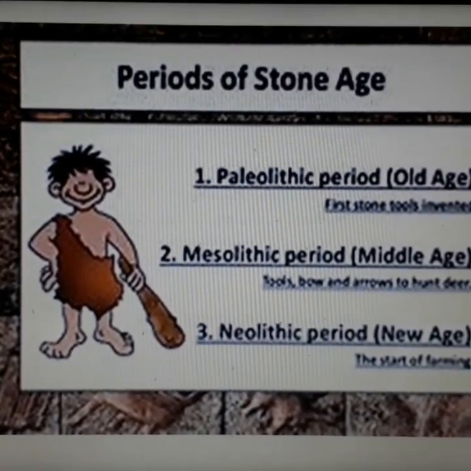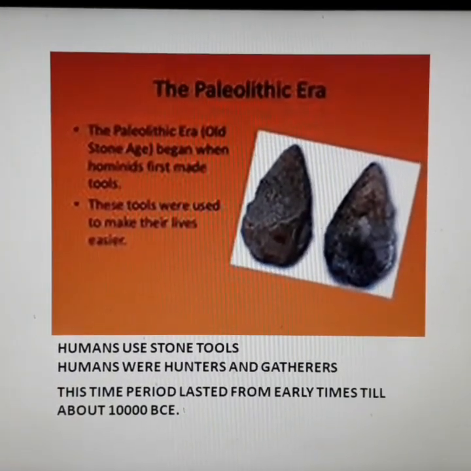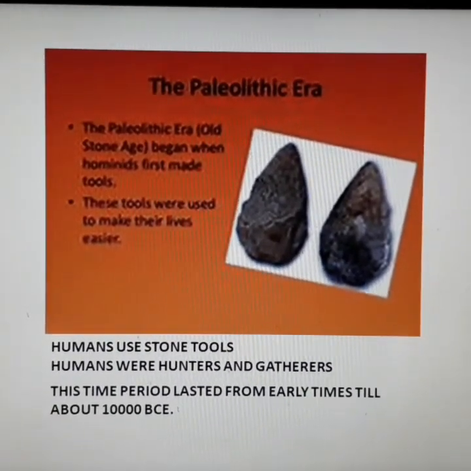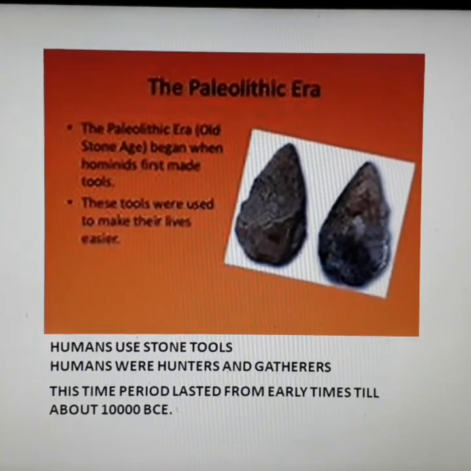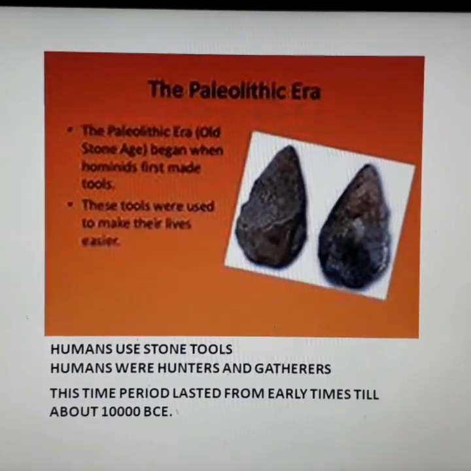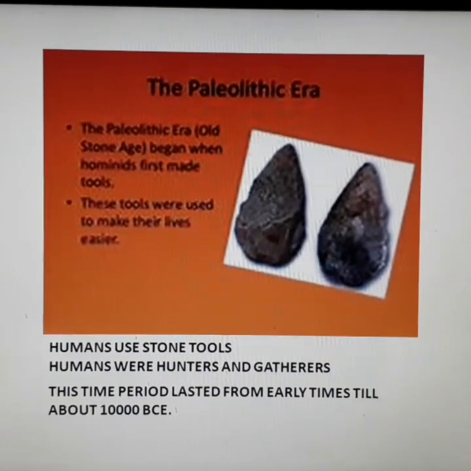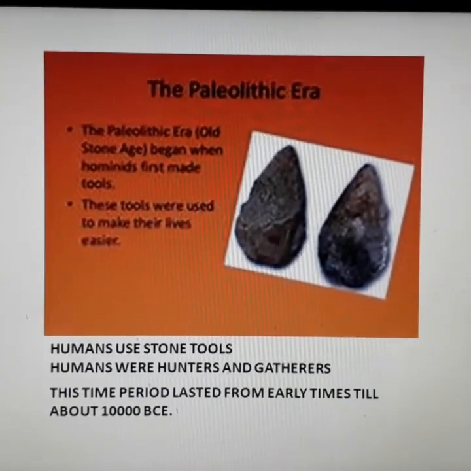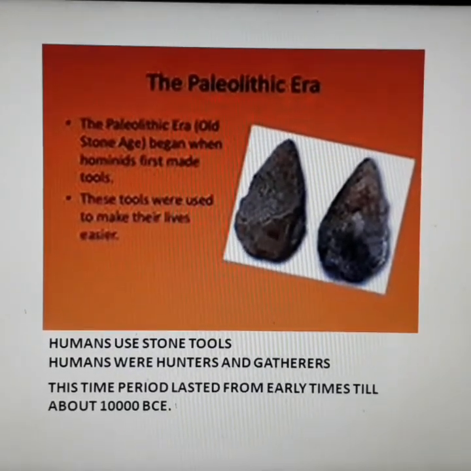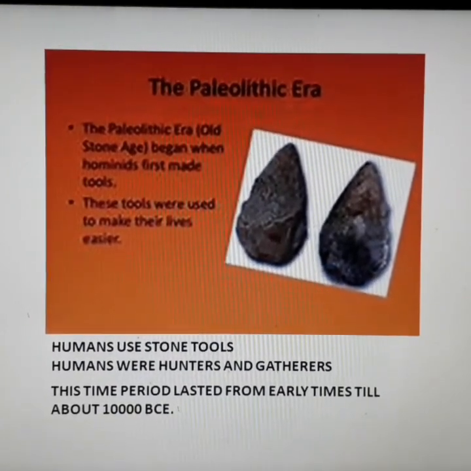Now the first one is the Paleolithic Age. Paleo is a Greek word which means old, and lithic means stone. That is why this is also called the Old Stone Age. Here humans used stone tools. The tools were made totally of only stone, so they were not that efficient and sharp. This period started from 2 million years ago to 10,000 BCE.